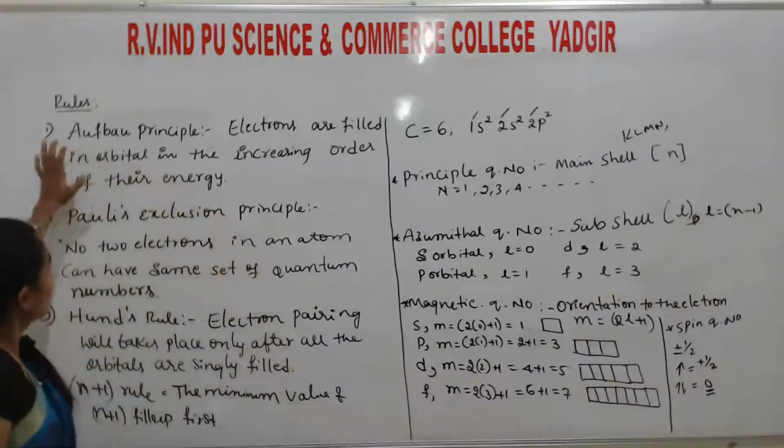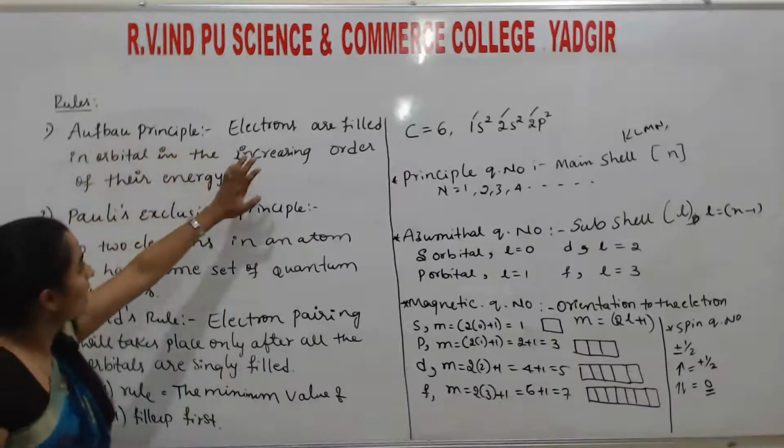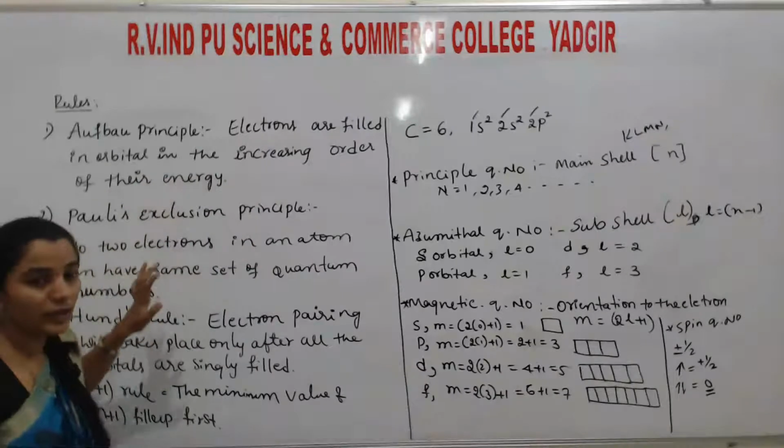Okay, so I'll explain now. Listen, the Aufbau principle means electrons are filled in the orbitals in the increasing order of their energy.